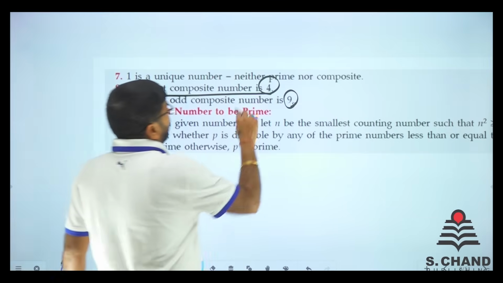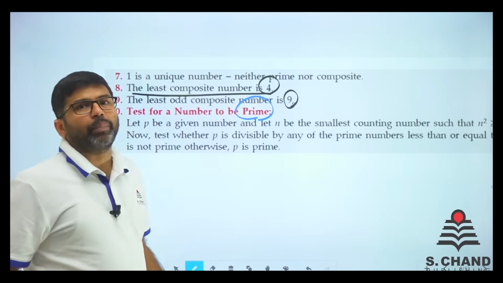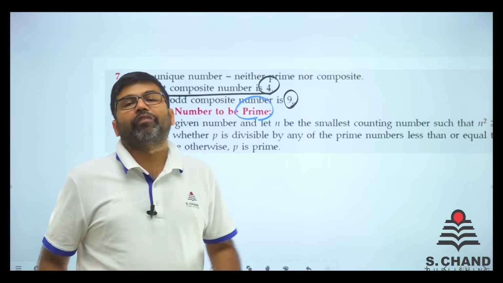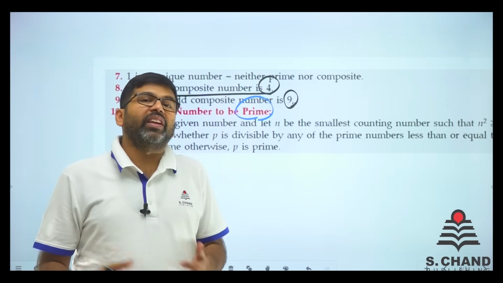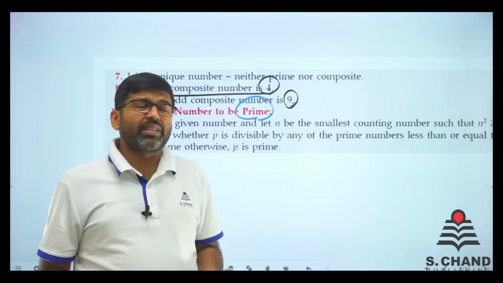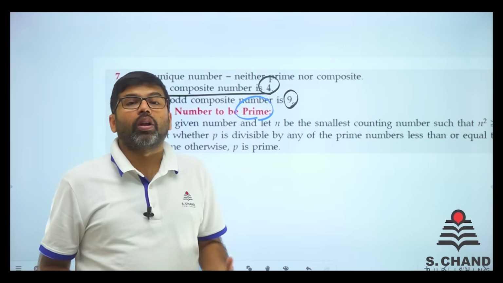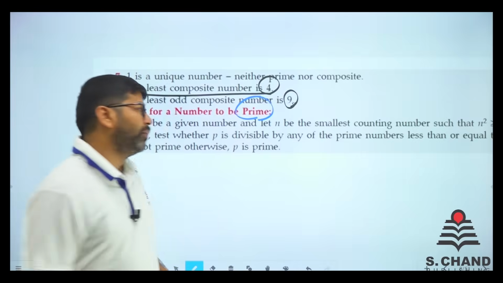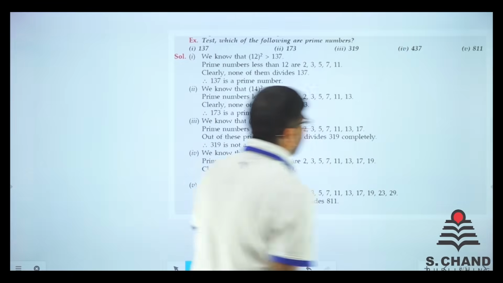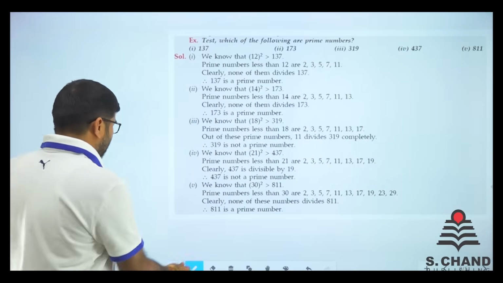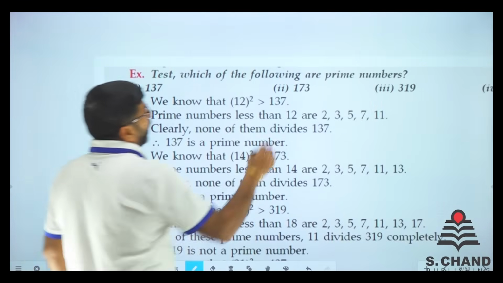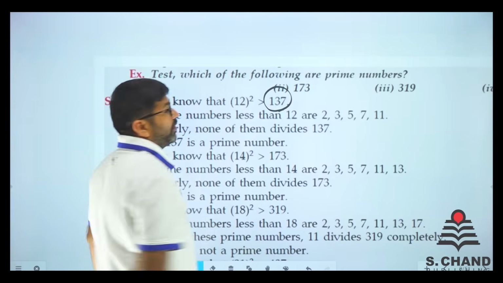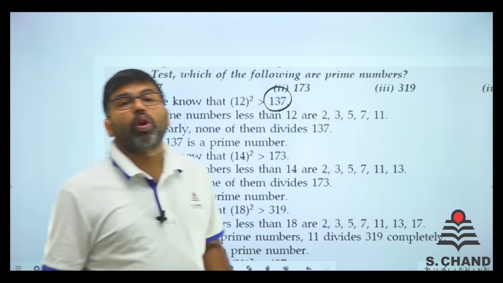Now, test of prime number. How to test a prime number very easily or very fast? Say for example, a big number comes, say for example 179. We don't know whether it will be divided by something or not. So, how to calculate that? Let's move on to this part. A basic test is given. Generally, what is required? Say this number 137. Is this a prime number or not?